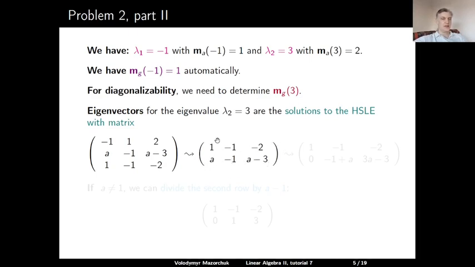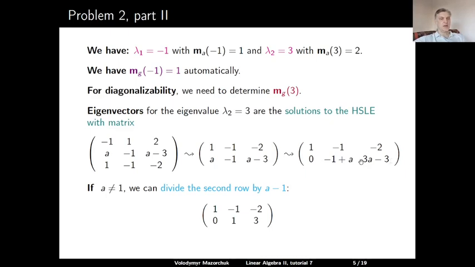So now we multiply the first row with minus a and add to the second row. The first row remains the same, 1 minus 1 minus 2, and the second row becomes a minus a is 0, minus 1 minus 1 times a is minus 1 plus a, and a minus 3 minus 2 times a, which is 3a minus 3. If a is not equal to 1, we can divide the second row by a minus 1 to get the matrix 1 minus 1 minus 2, 0, 1, 3.